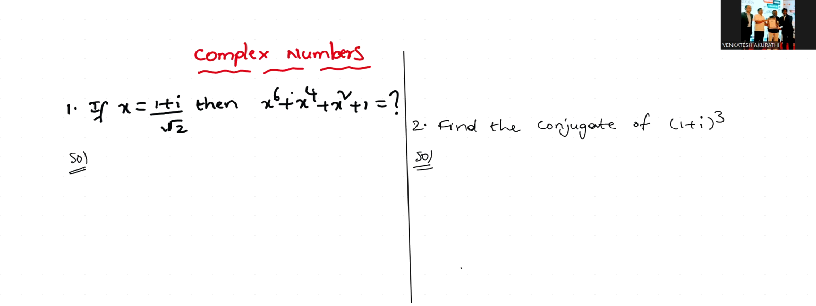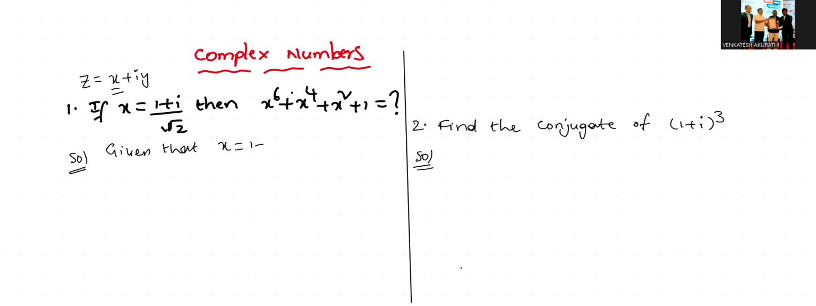The first problem is, if x is equal to (1 plus i) by root 2, then we have to find x power 6 plus x power 4 plus x square plus 1 is equal to how much? We know that the complex number is in the form of z is equal to x plus iy. x is the real part and y is the imaginary part. So here, given that x is equal to (1 plus i) by root 2.